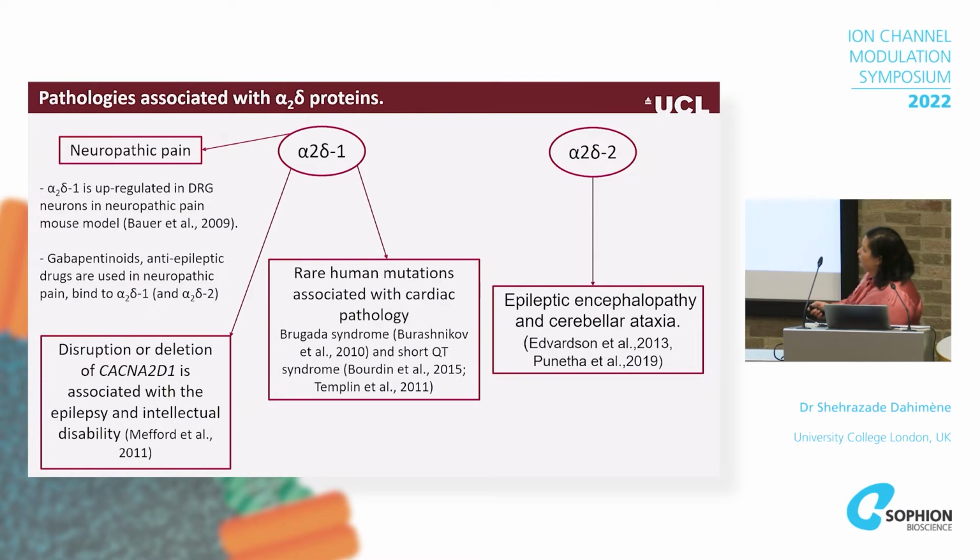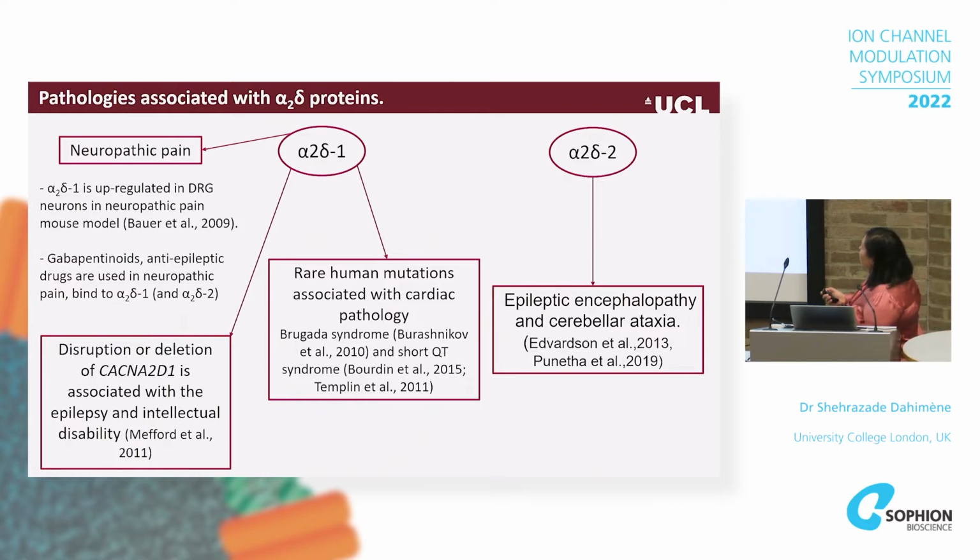Another interesting thing is gabapentinoids, which are anti-epileptic drugs used in neuropathic pain, bind directly to alpha-2 delta-1 and alpha-2 delta-2. On the other hand, loss of function of alpha-2 delta-1 has been involved in 2 different pathologies associated with epilepsy and intellectual disability, and mutation associated with cardiac pathology. For alpha-2 delta-2, loss of function mutations have also been involved in epileptic encephalopathy and cerebellar ataxia.